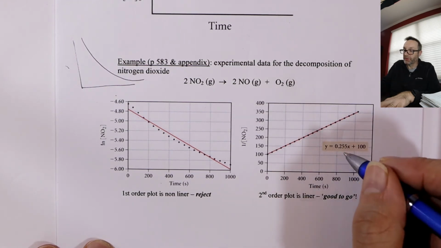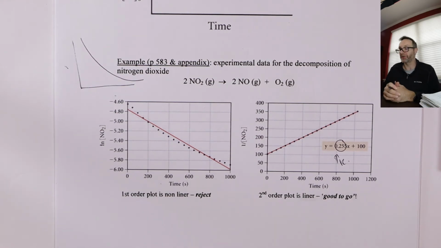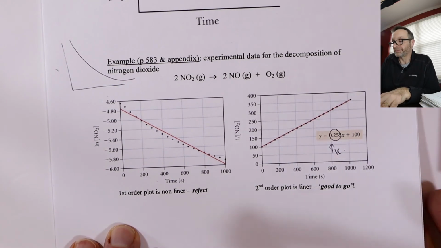And 0.255 would be k, whatever the units are for second order. Okay.